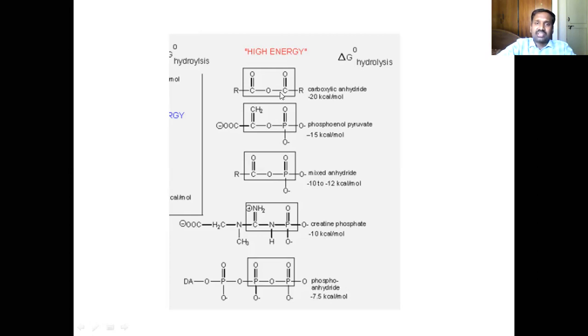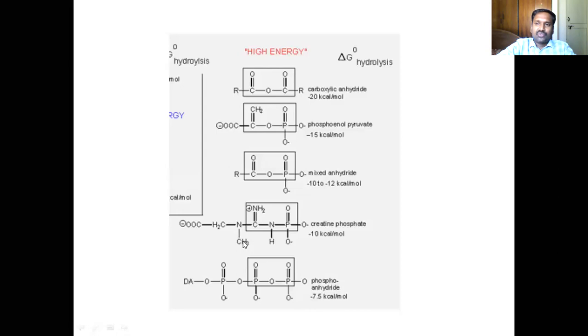And like carboxylic anhydride, you can also have phosphoric anhydride. When this is hydrolyzed, 7.5 kilocalories per mole is liberated. That is what happens in the hydrolysis of ATP. What bond is hydrolyzed in the hydrolysis of ATP? Phosphoric acid anhydride, or simply phosphoanhydride. So this reaction cannot be coupled to make ATP because minus 7.5 and plus 7.5 cancel each other.